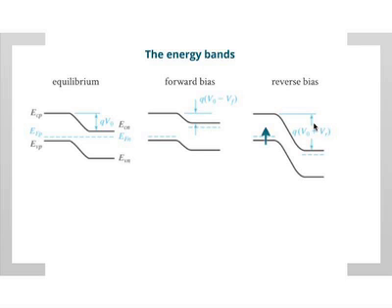At equilibrium, of course, we know this very well now. Your conduction band bends by the contact potential, we know. The valence band bends by the same contact potential. The Fermi level is constant.